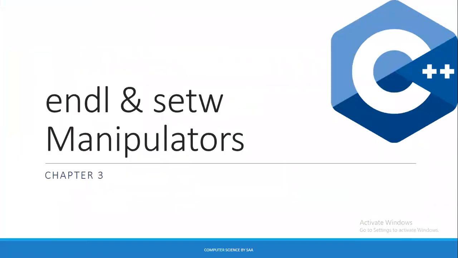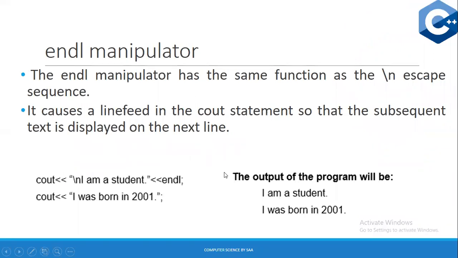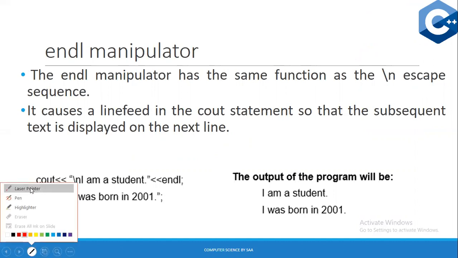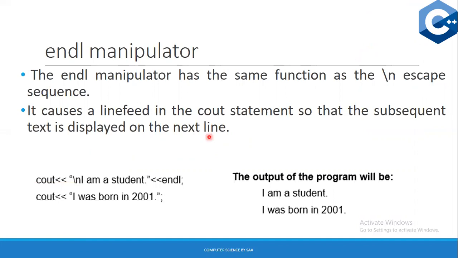Okay, now let's move towards the very next topic from your book, endl and setw, or end line and set width manipulators. These manipulators are also used to format the output. The endl manipulator has the same function as the backslash n escape sequence, because it also causes the cursor to move into the next line.